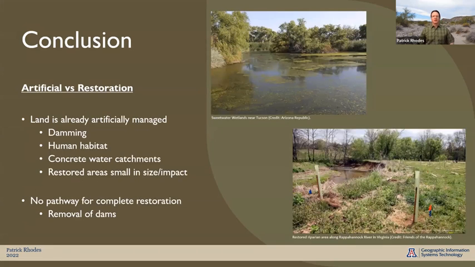So why then is this focused on artificial versus restoration? Well, the land is already artificially managed. That's what damming is. That's what a city is. All these things are artificially managed. These are human-managed bits and pieces of the land that we control 100%.